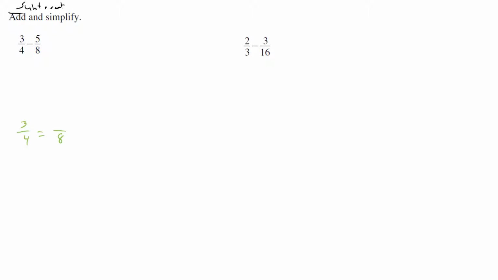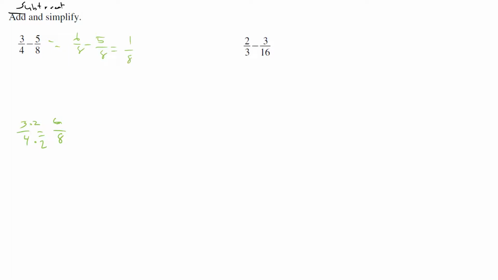So I want to ask myself, 3 over 4 is equal to what over 8? Well, I can multiply both the numerator and the denominator by 2. 4 times 2 is 8. What I do to the bottom, I have to do to the top. So that gives me 6 over 8. So I can rewrite this as 6 over 8 minus 5 over 8. And that will give me 1 over 8.